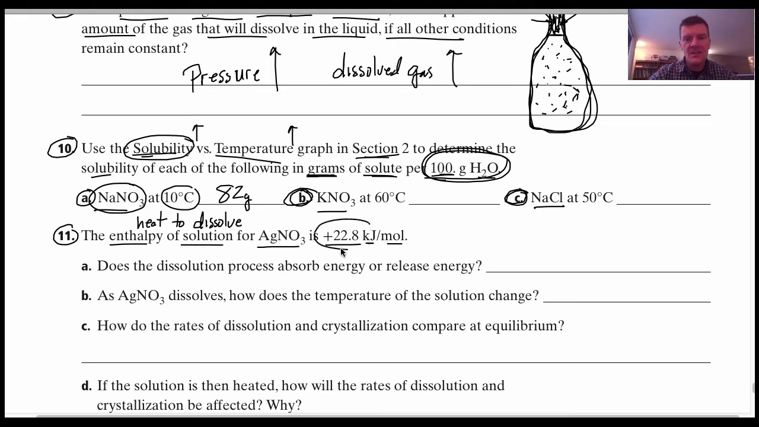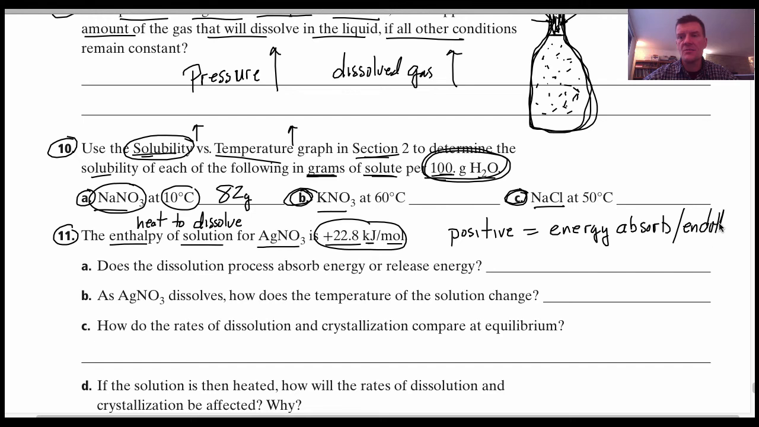If the enthalpy is positive, that means energy absorbed. Energy is going into the solution. That means it is endothermic. Endothermic. Okay? Positive means the direction of the energy flow is into the solution. So, absorbing energy.